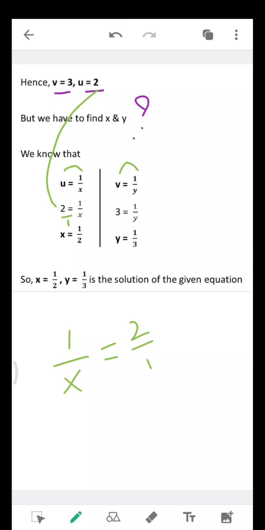that is 2 by 1, reciprocate both the sides, this will become x by 1 and this will become 1 by 2. Okay, so x by 1 is x, x is equal to 1 by 2, and 1 by y is equal to 3, so y will be equal to 1 by 3 by reciprocating it. So finally we have got x and y values. For finding x and y values, we have just substituted u and v values in our assumed parts. Okay, so this is the new method, new concept of reducing pair of linear equations.